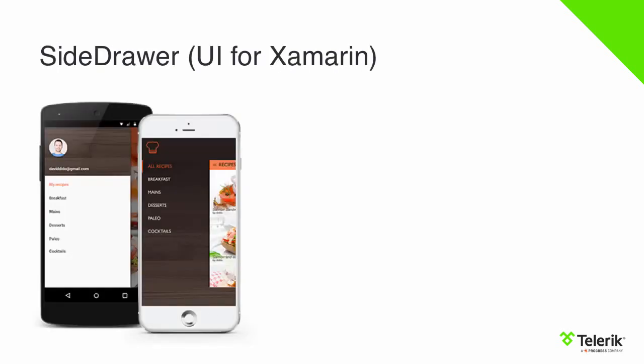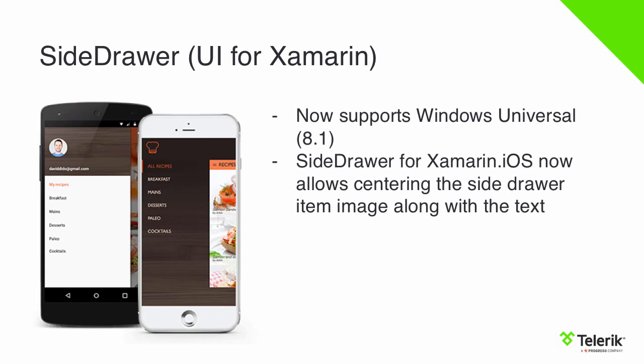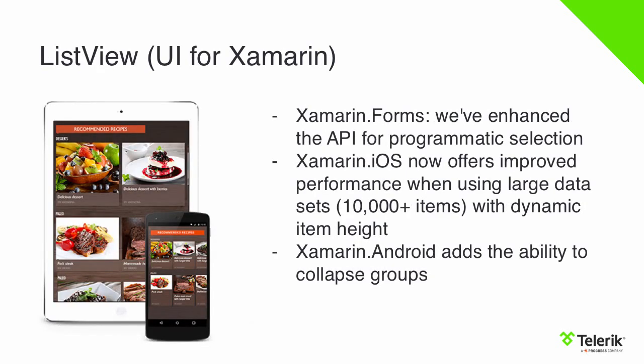The side drawer extends the popular slide-out design pattern, which is mainly associated with navigation. With this control, you can embed any content inside the sliding panel, from text to icons to sliders and filters. In the latest release of UI for Xamarin, we've extended the side drawer for Xamarin Forms to support Windows Universal 8.1. Additionally, the side drawer for iOS now supports centering the side drawer item image along with any text. The list view is one of our most popular controls. It's highly flexible and offers a wide range of features, including item management, pull to refresh, UI virtualization, and more.